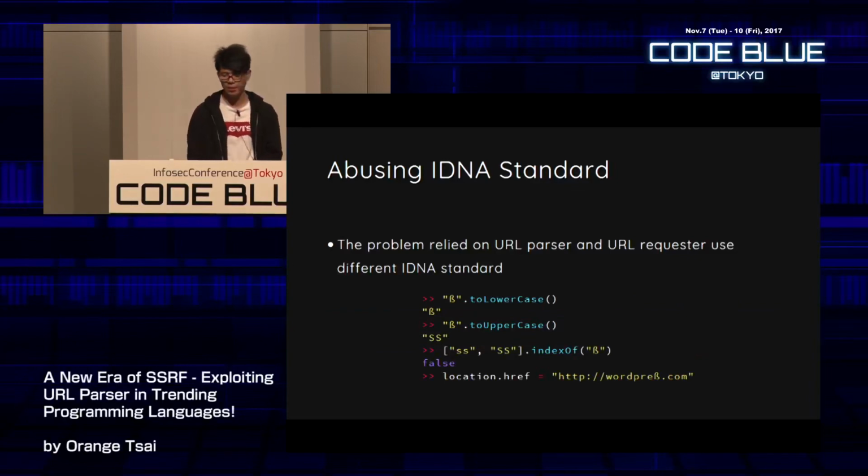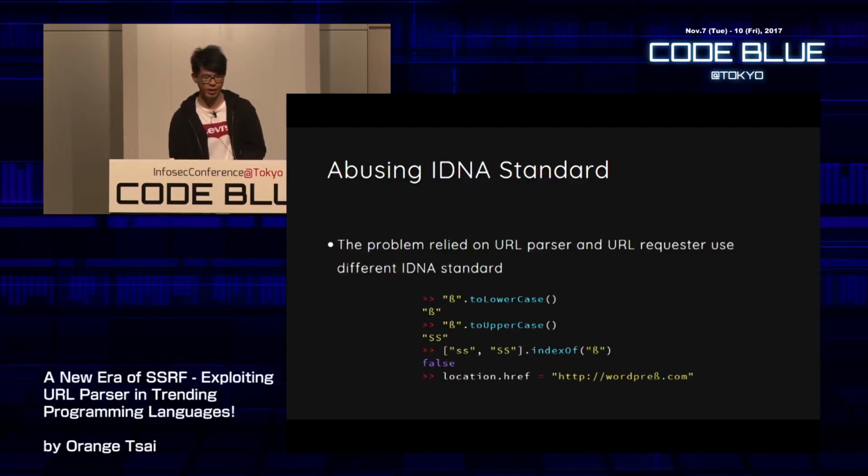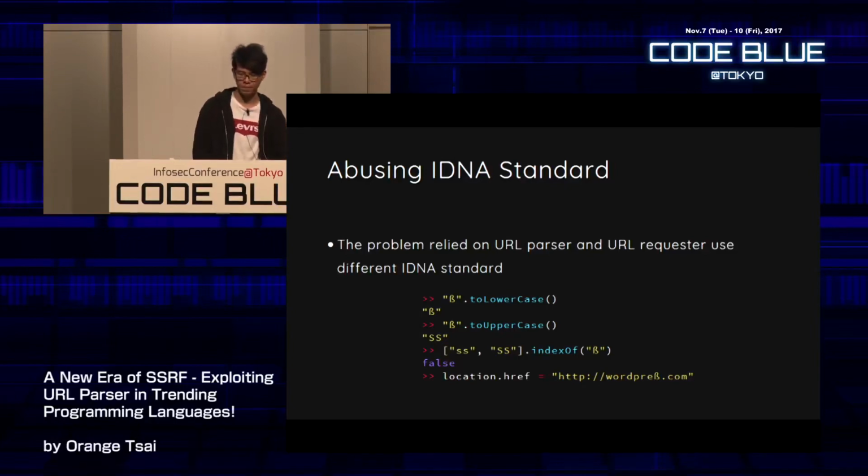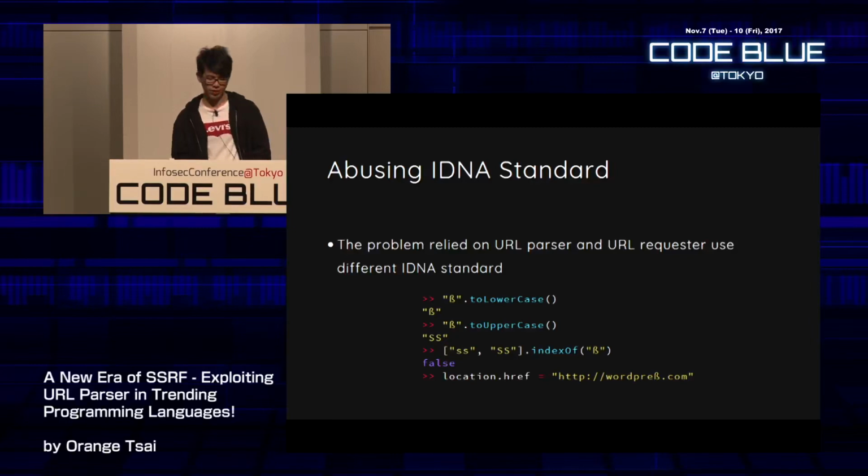A very fun example is the Latin letter s. This is a JavaScript example that you can run in your browser's console. You can see the symbol in lowercase is the same as itself, but in uppercase, it becomes a double capital S. And the redirection in browsers will go to WordPress.com. This is very useful when breaking some blacklist. And we will give you a real case study later.